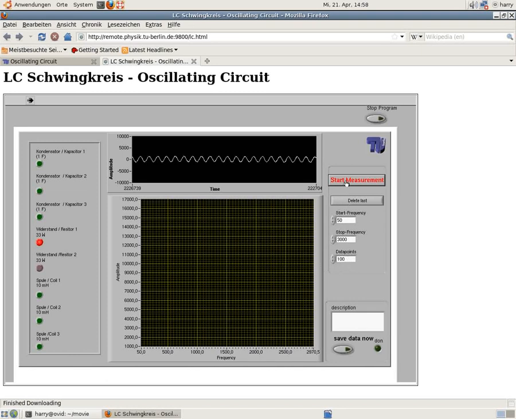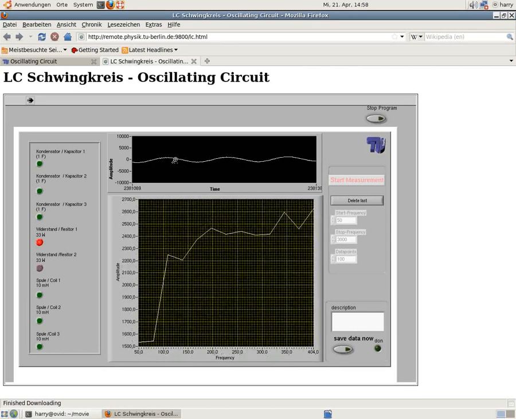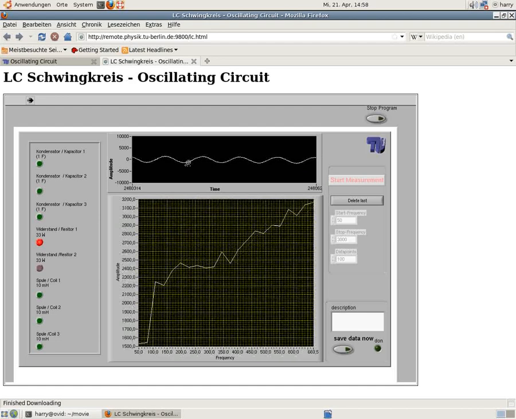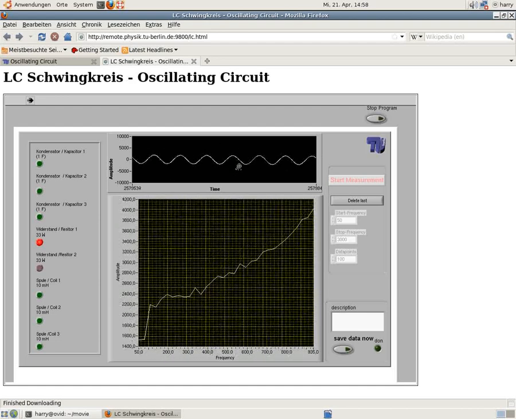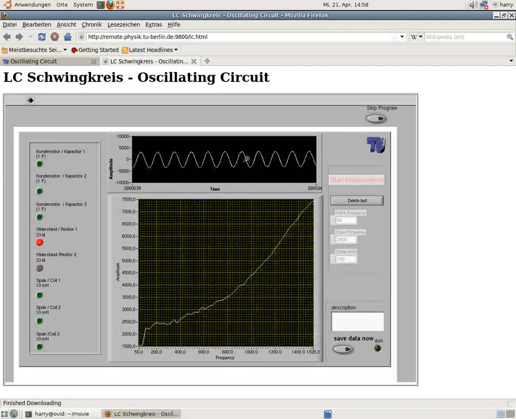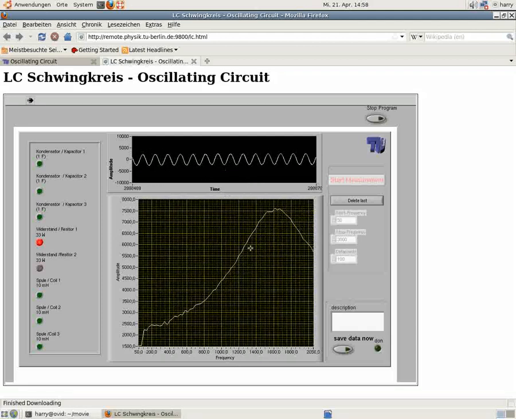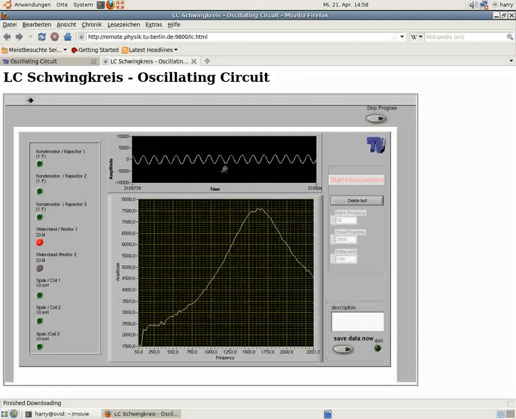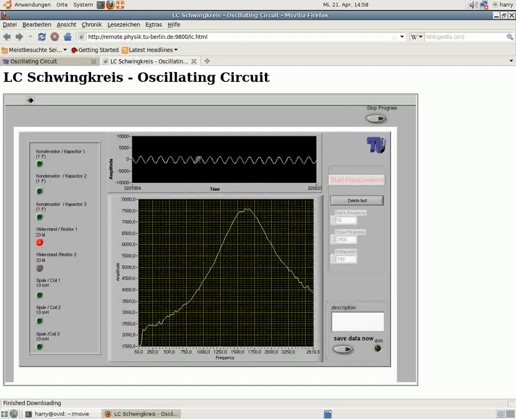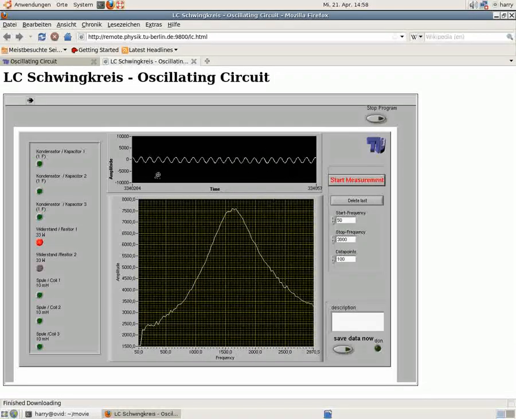So I can just start the measurement, and what we see up here is the actual input at the sound card, where we see the amplitude versus time, and down here we just see the amplitude of this picture versus the frequency. And as you can also tell from this picture, the frequency is getting higher as we see more and more sine-like waves per time interval.